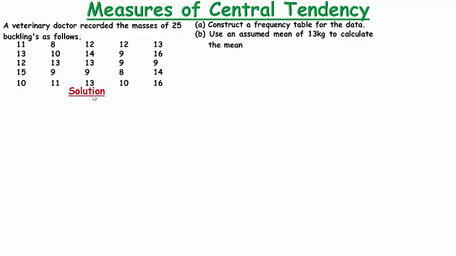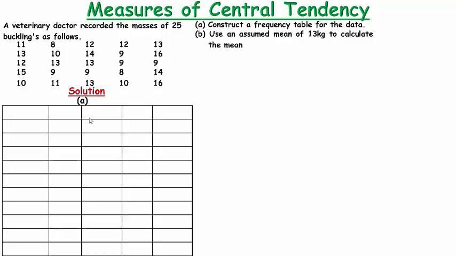Okay, now the solution. The A part, I'll pull out my table. The first column, I'll give it a name, mass, and the unit is kilograms. Now I'll write out the masses, either in ascending or descending order. Using your eye level, look through the raw data given to you. 8 is the lowest, so I have 8, then 9, 10, 11, 12, 13, 14, 15, and 16. So I decided to use ascending order. You can decide to use descending order, it's still okay.